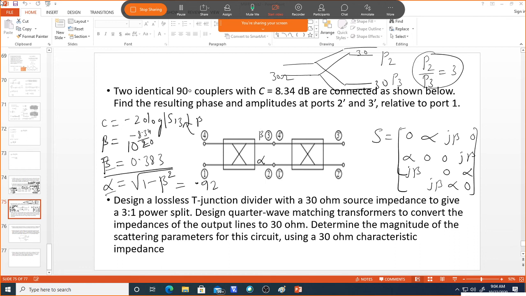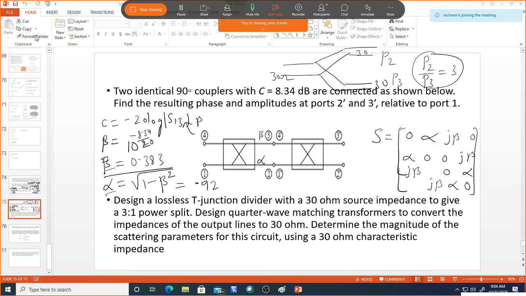So now what is the problem? Design a lossless T junction divider with a 30 ohm source impedance to give a 3:1 power split. That means port 2 and port 3 need to have the power ratio 3 and 1. Design quarter wave matching transformers to convert the impedances of the output lines to 30 ohm.